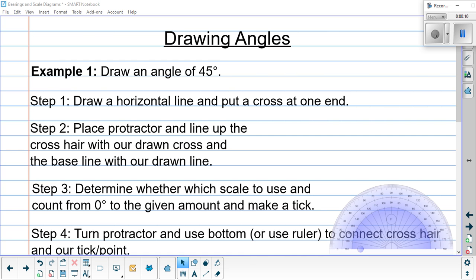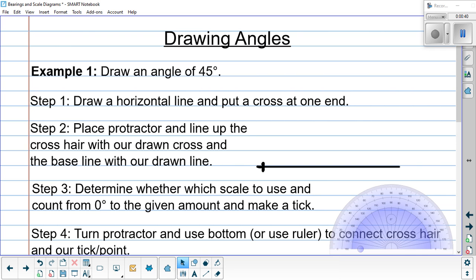So step 1, draw a horizontal line and put a cross at one end. Okay? Doesn't matter which end we put the cross at, the cross will just tell us which way we're going to have to start our zero, whether we're going to use our inner scale or outer scale. I don't really care which side I want mine at, so I'm going to put mine at the left-hand side.